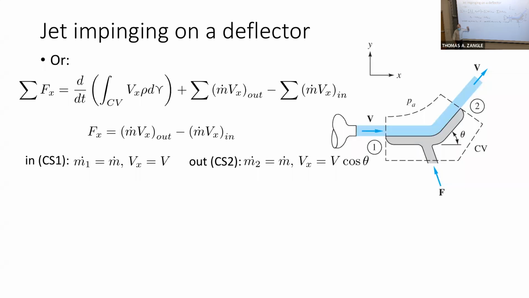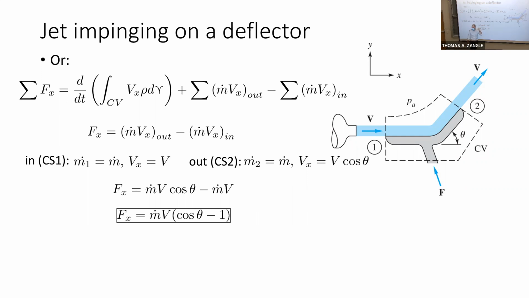And now we're going to plug this into our expression. So Fx is m dot v cosine theta, that's out, minus m dot v. If we put it all together, we get Fx is m dot v times cosine theta minus 1, the same thing we had from the trigonometry and the vector graphical representation on the previous slide. So this is the way you should probably do this.